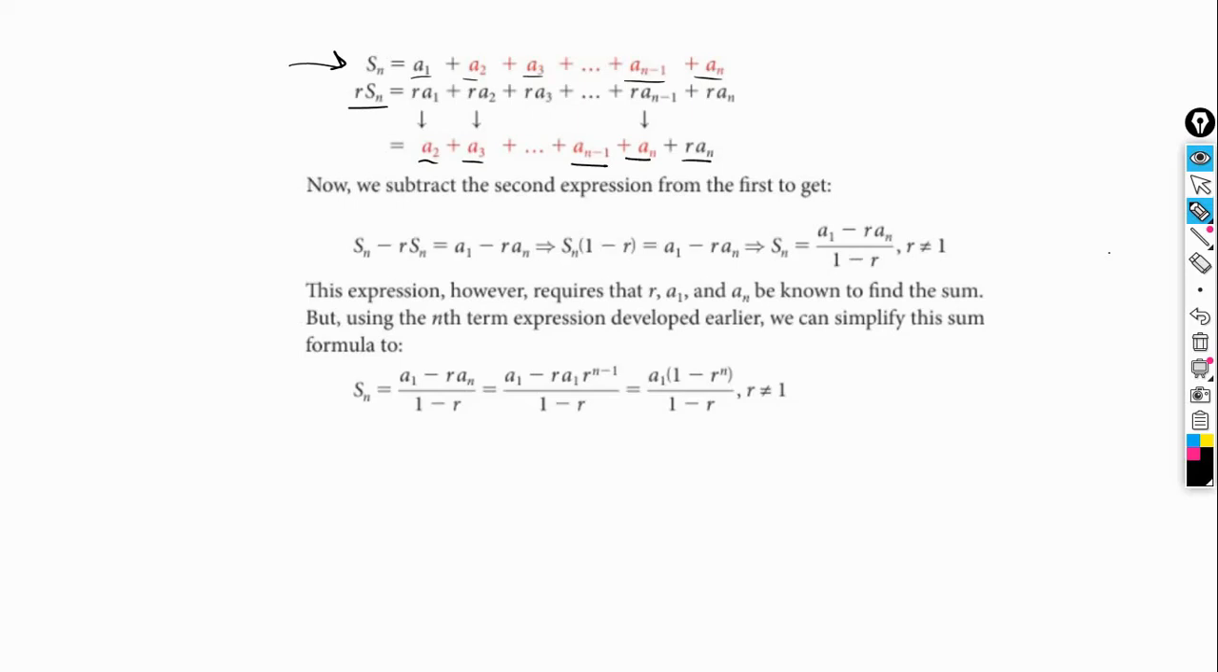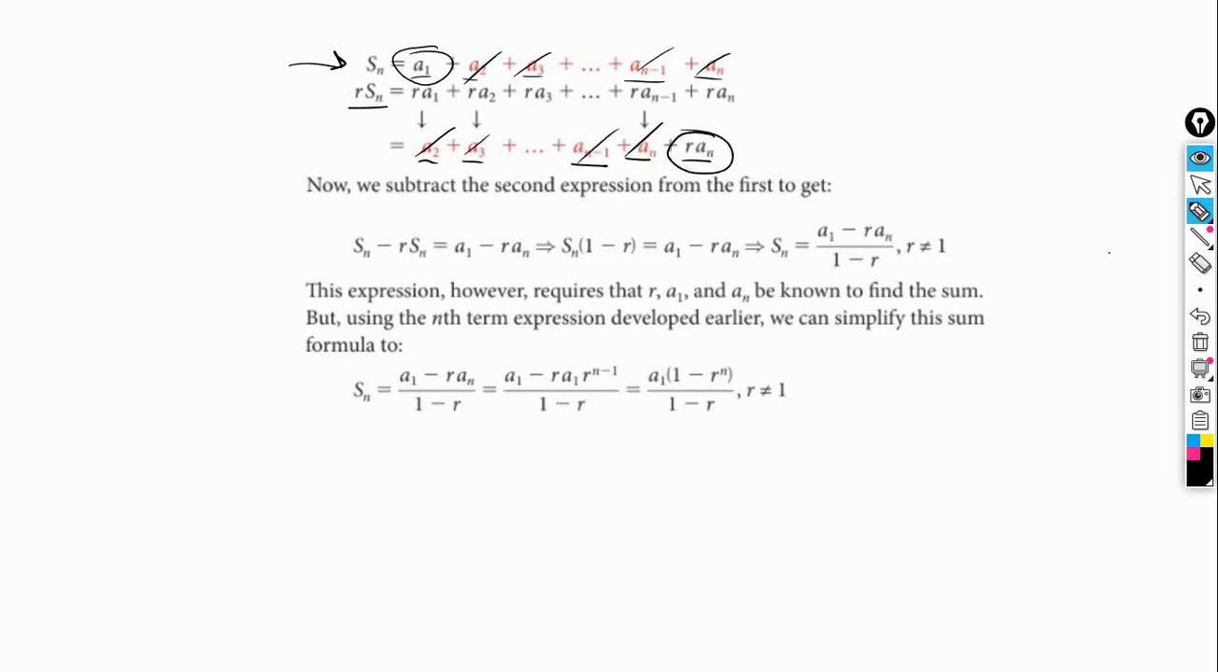So now what happens if we subtract these two? Well, notice that this is going to cancel out with this, will cancel out with this, will cancel out with this, and this will cancel out with this. So we would only be left with the first term and the last term in the second series.